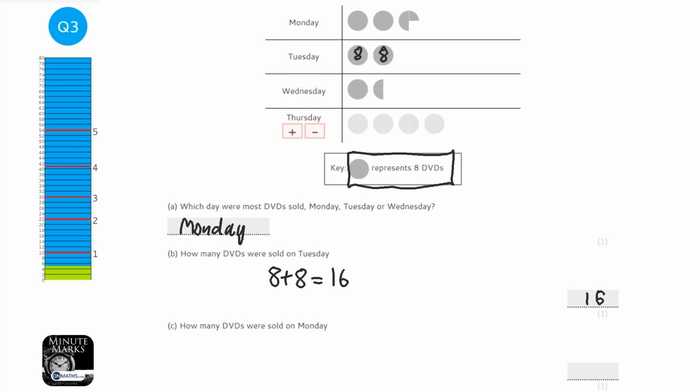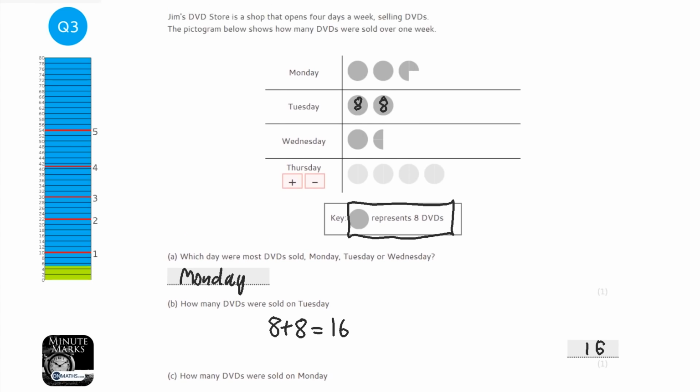It says how many DVDs were sold on Monday? Well, you've got the 8 there and you've got the 8 there. Now we've got a bit of a problem here because it's not a complete 8. So we need to figure out how much each quarter is worth. Well, what do you times by 4 to get 8? Well, 2. Let's check to see if that works. So we've got 2 there, 2 there, 2 there, and an extra 2, which is actually missing on that one, would make 8. So that would work perfectly.